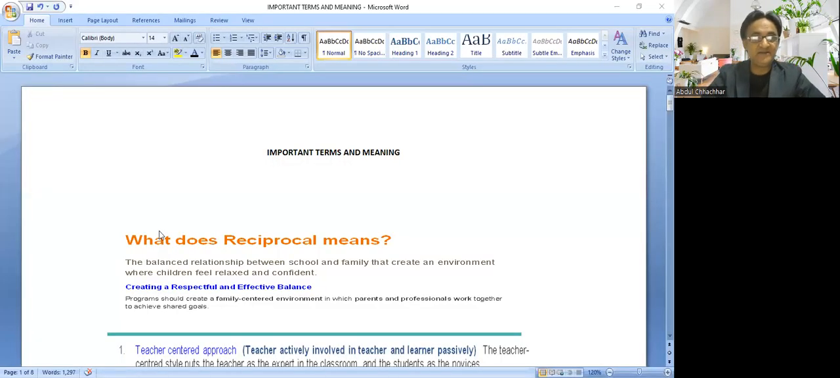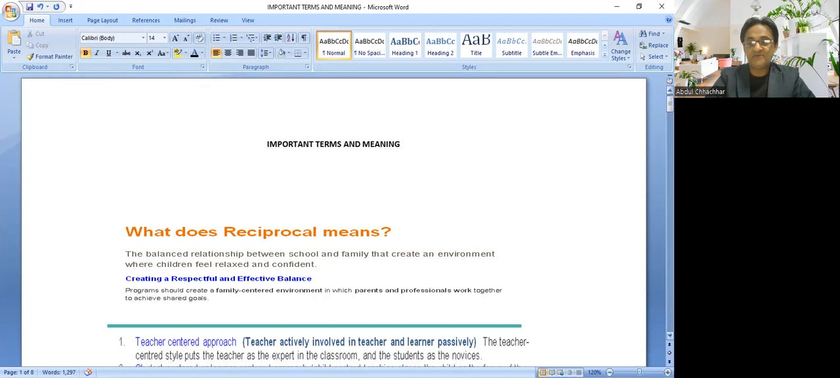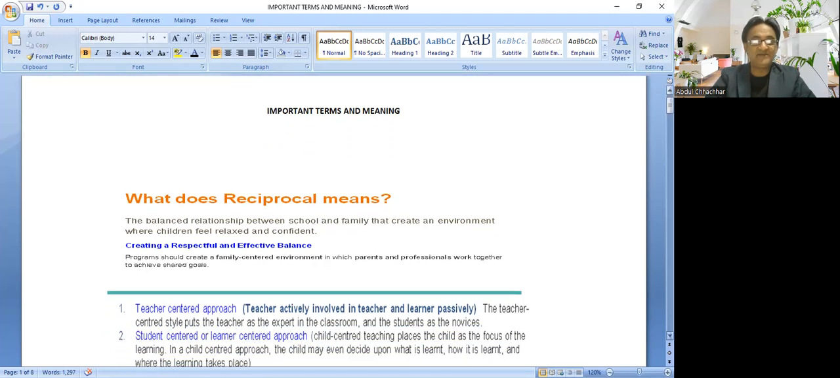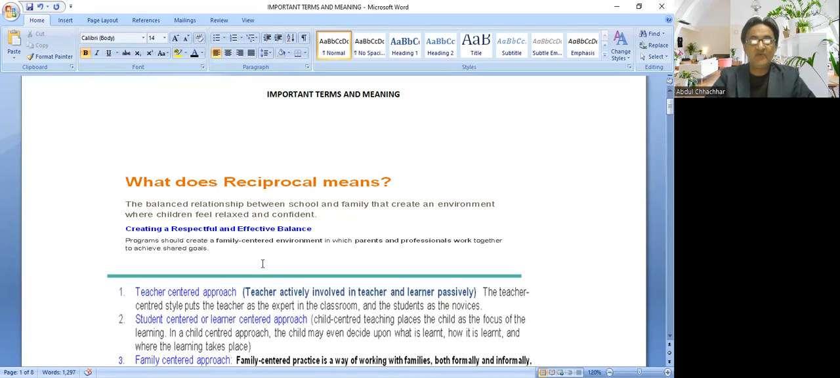From a family-centered approach, you should know what reciprocal means. That's the balanced relationship between school and family that creates an environment where children feel relaxed and confident. As I wrote the keyword, the family-centered approach is how you are going to involve the parents in the learning. Creating a respectful and effective balanced performance, you should create a family-centered approach in which parents and professionals work together.